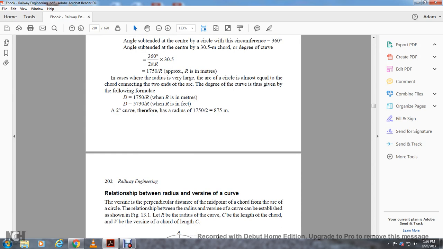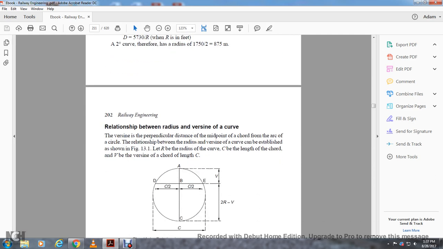Relationship between the radius and versine of a curve. The versine is the perpendicular distance between the midpoint of the chord and the arc of the circle. The relationship between the radius of the curve and the versine can be established, as shown in Figure 13.1. Let R be the radius of the curve, C be the length of the chord, and V be the versine of the chord.